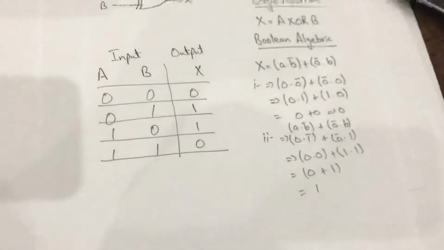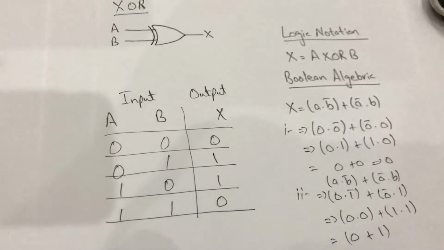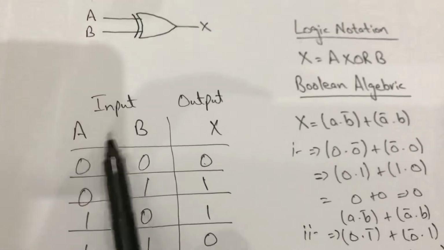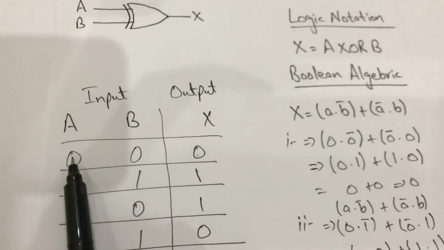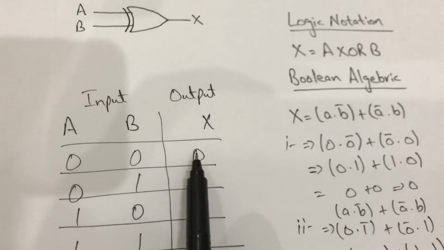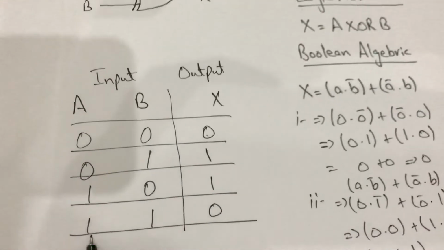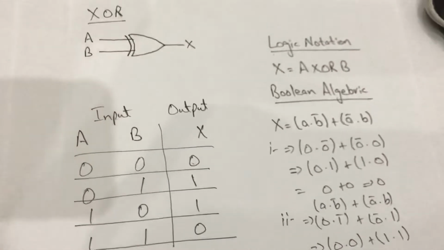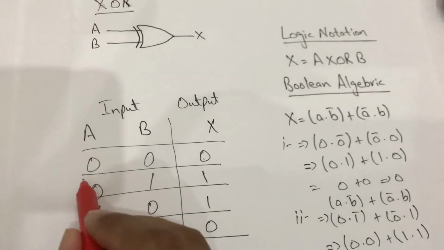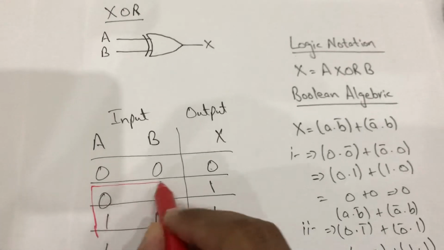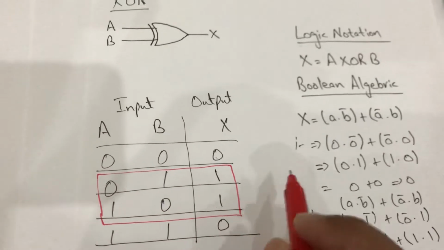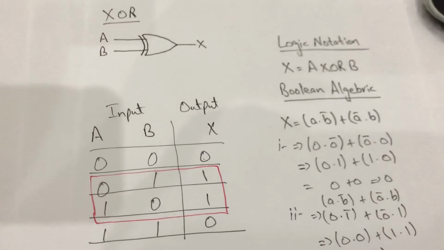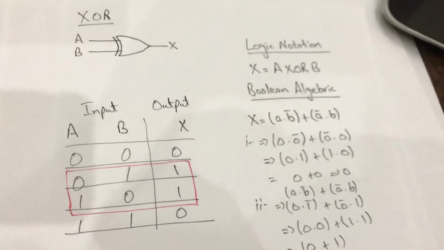So from the truth table, we can conclude that when the values of inputs are the same, that is A is 0 and B is 0, the output will be 0. Or when the value of A is 1 and B is 1, the output will be 0. When there are two different input values, then the output is 1. That is, if A is 0 and B is 1, or if A is 1 and B is 0, then the output will be 1.